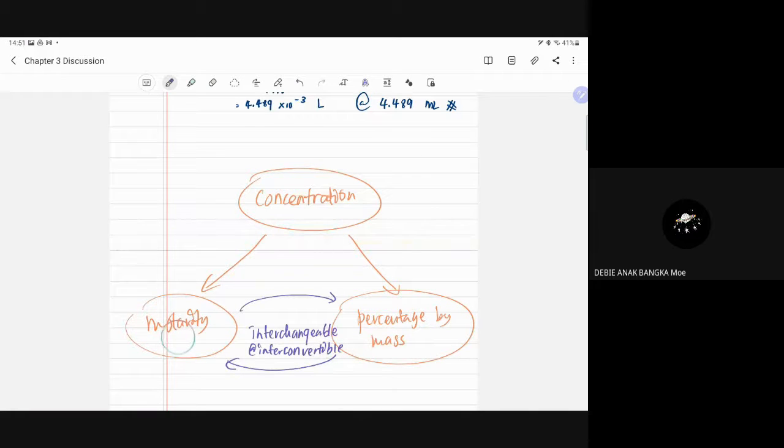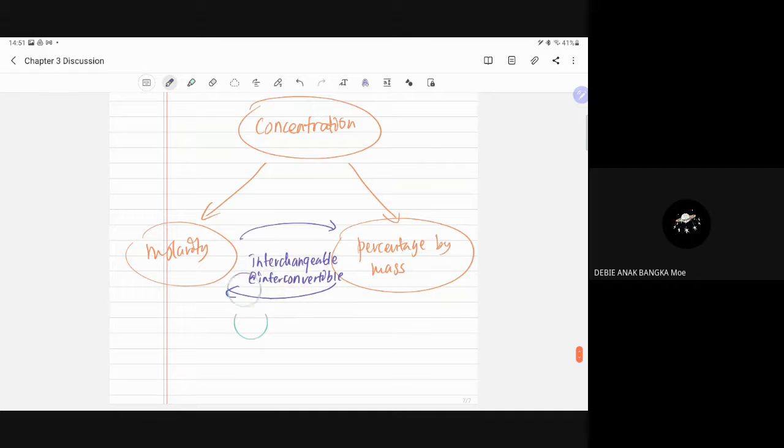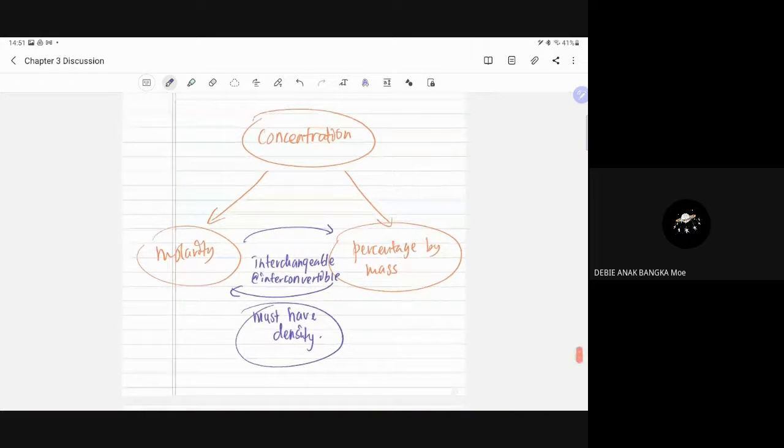Maksudnya kamu boleh tukar daripada molarity kepada percentage by mass mengikut kesesuaian. Yang penting dia akan melibatkan, must have, density. Kalau ada density, kita boleh tukar molarity kepada percentage by mass. Okay? Jelas?